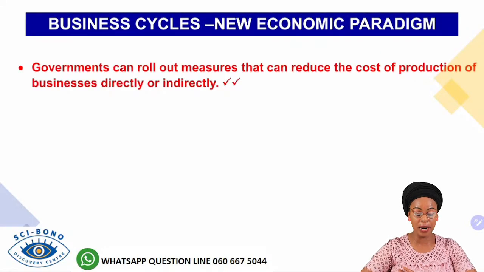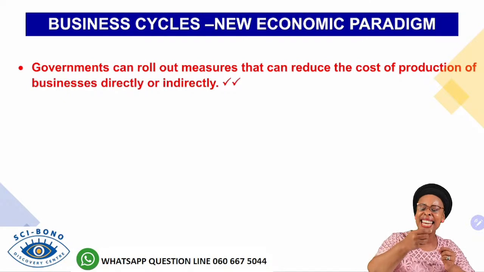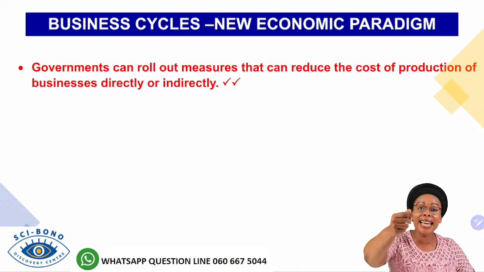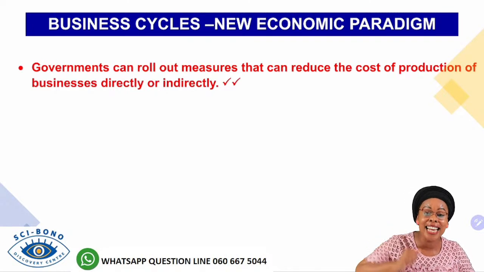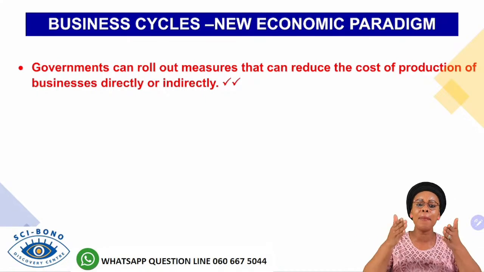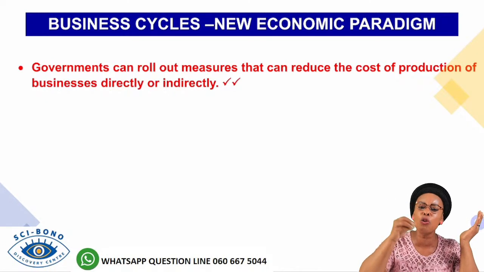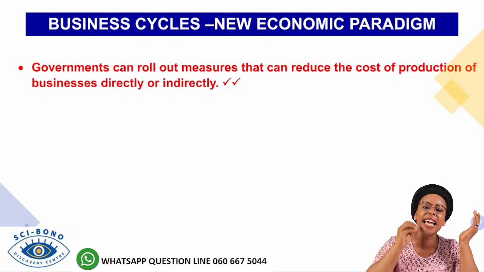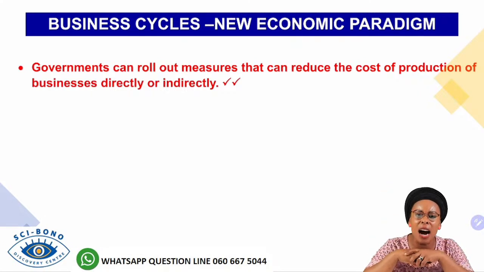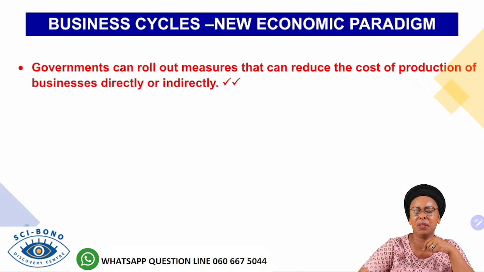Government can roll out measures that can reduce the cost of production of businesses directly or indirectly. Remember, directly the government can give businesses what? Financial incentives. But indirectly, what is it that the government can do? Remember, electricity is a cost for the business. And the government, through NERSA, has a say as to whether the price of electricity should go up or go down. So the government can influence the price of electricity to go down.